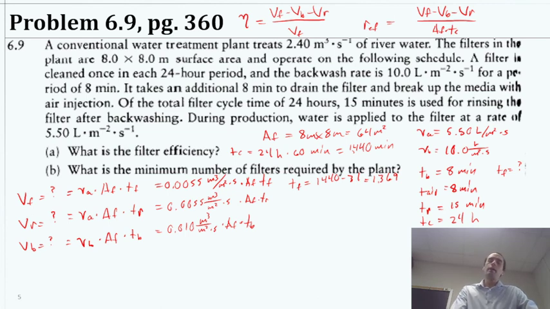Right? So 24 hours minus the 8 minutes for backwash, minus the 8 minutes for air purge, and 15 minutes for the rinse. That gives us, if I did that right, which I did not, I just realized that I did 1400. 1440 minus 31 should be 1409 minutes. And that should give us, if we put that value in, we should be able to get a volume filtered directly.